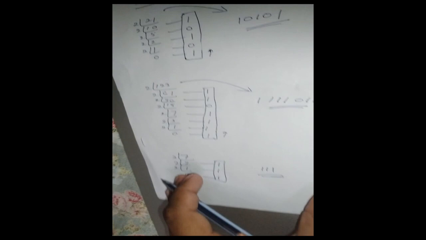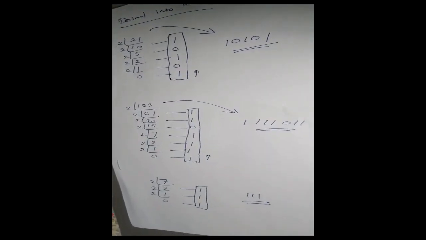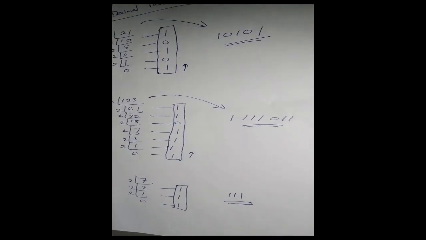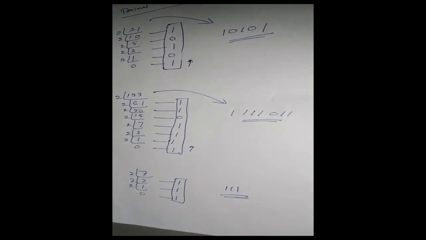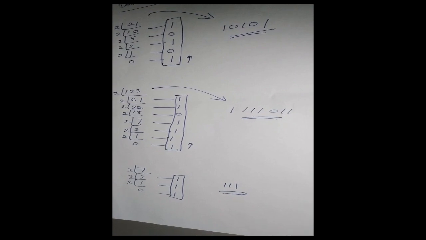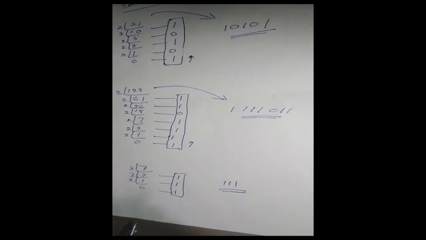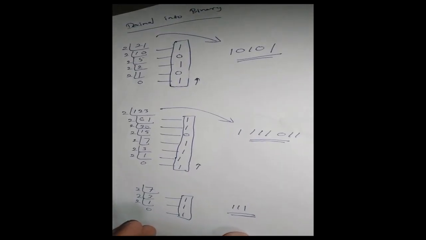So finally, for the decimal number 21, you will get 10101 as the binary value. For number 123, you will get 1111011, and for number 7, you will get 111. So this is how you convert decimal into binary.